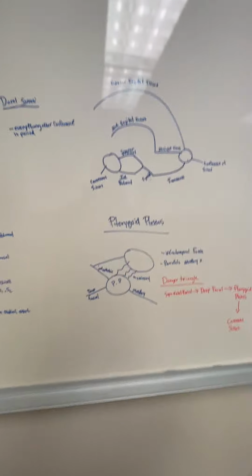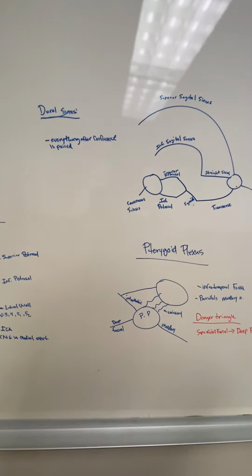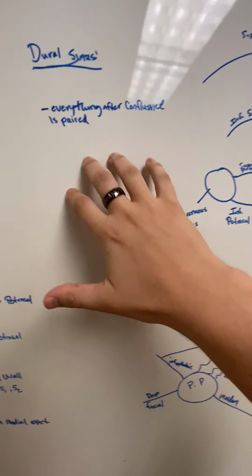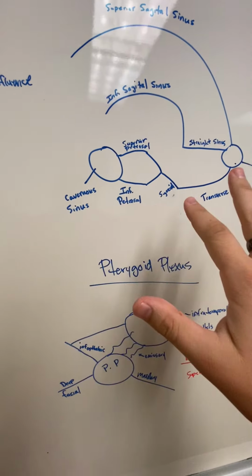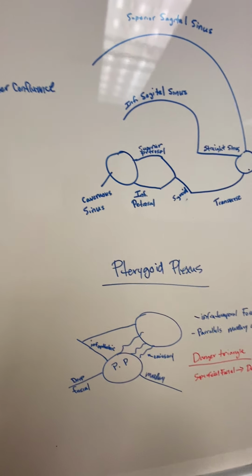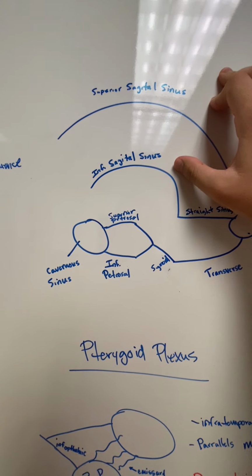All right, guys, so we're gonna start with veins. It's just the one that's after arteries. So we're gonna start with dural sinuses. Something just to note as we talk about it, this confluent sinus, everything after it is paired. So all these things down here are paired. But we'll start with this superior sagittal sinus and inferior sagittal sinus.